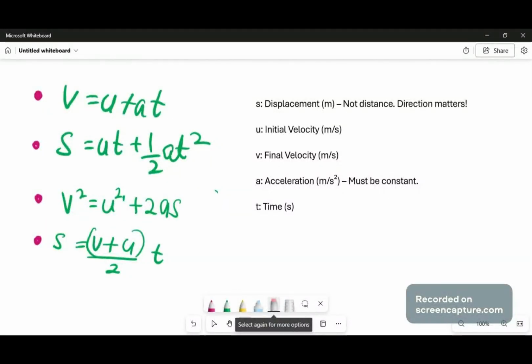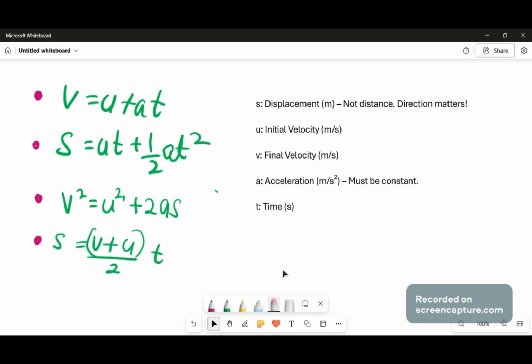First, we shall identify the symbols which are used in these equations. S stands for displacement. Actually, this is not the distance. The displacement is a vector quantity, so we have to consider the direction. If you consider the displacements into one side as positive, the displacements into the opposite side should be considered as negative.